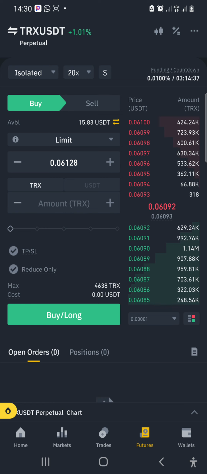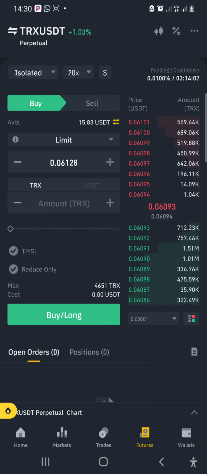Now for futures trading, we have what we call margin. Margin is the amount you use to open that trade. The other one we have is leverage. Leverage allows you to trade more than the margin you're using on that trade. For instance, 20x leverage means that you can trade 20 times the amount you're actually using to trade.